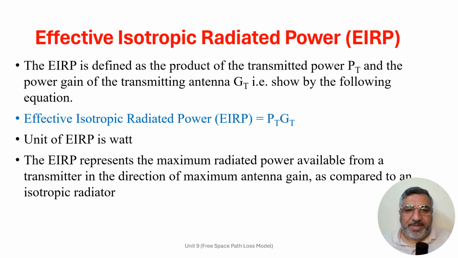Effective isotropic radiated power is a fundamental parameter in wireless communication systems that characterizes the power density of a radio signal in a specific direction. EIRP takes into account the gain of the transmitter antenna and the loss in the transmission medium to determine the effective power radiated by the antenna.